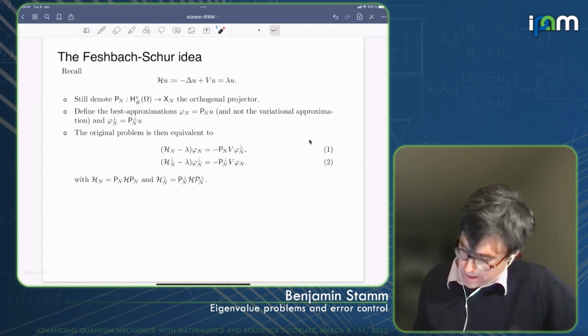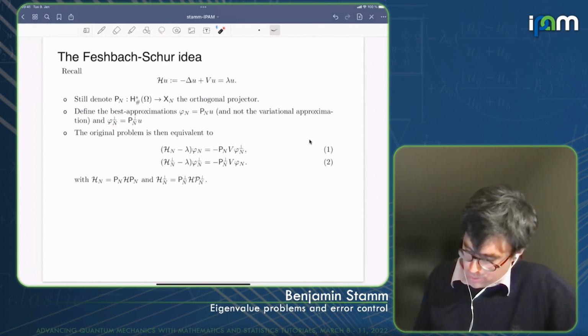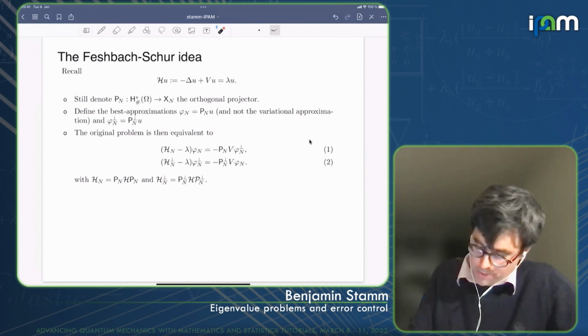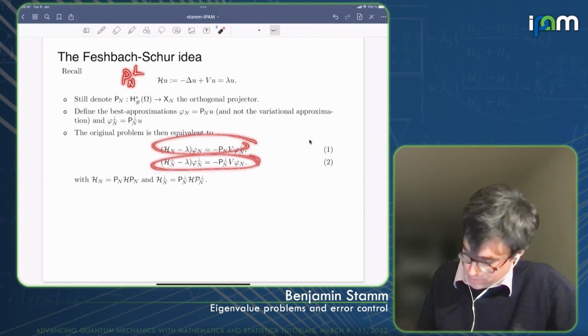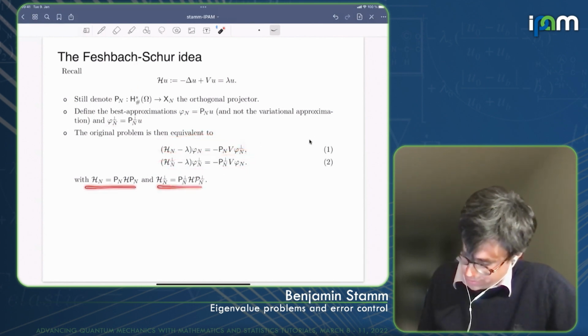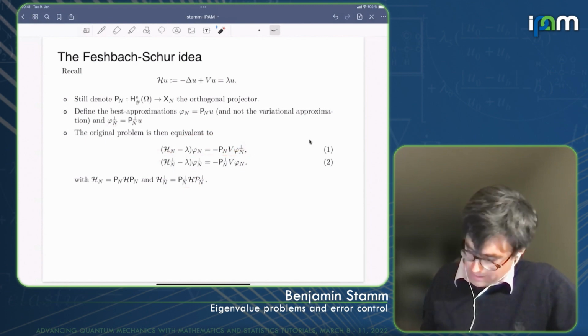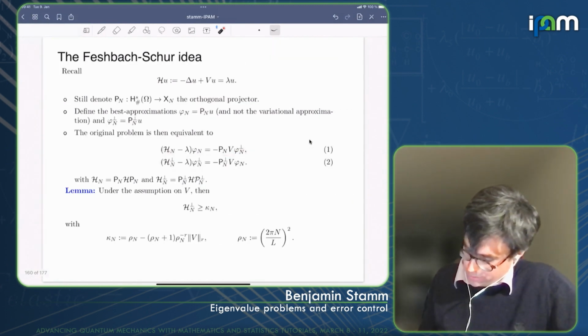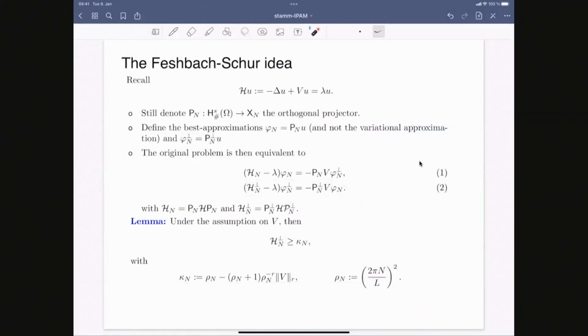You can then obviously split the u into two components and project your eigenvalue problem once with Pn to get this equation, and once with Pn perp to get the second equation. This is short notation. The Schur part is that you want to condense the second equation into the first one. But in order to do so, you need an assumption that this term is invertible. Under the assumption on V, this is larger than some number that can be estimated here.